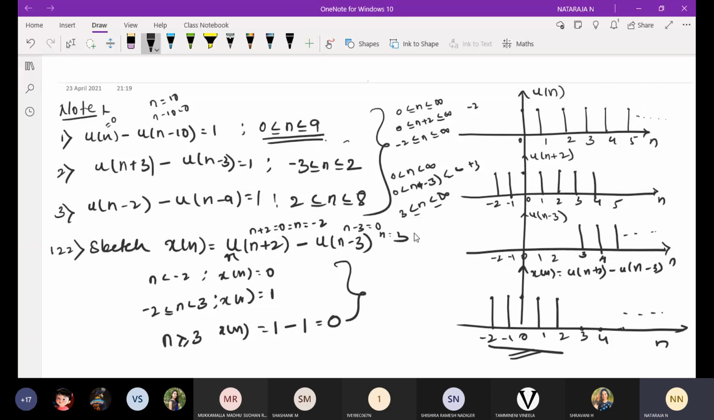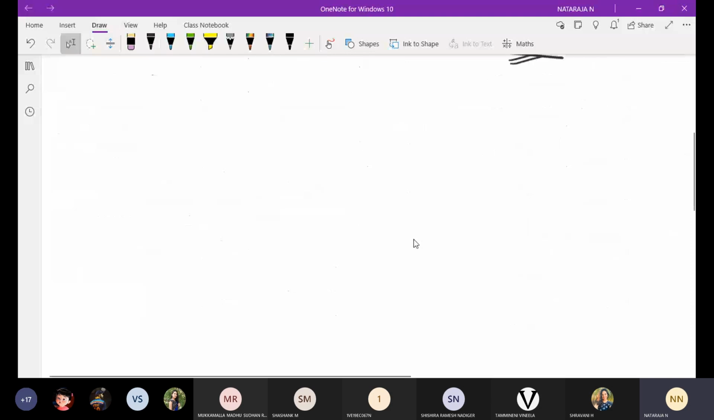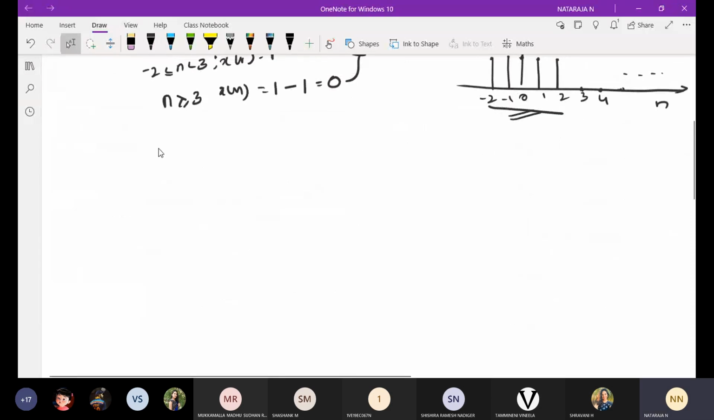Shall I move to the next problem? Yes, sir. Okay, I will write here. Try this problem. Problem number 123. x of n is equal to 3u of n plus 1 minus 5u of n minus 1 plus 2u of n minus 4. Try this problem.